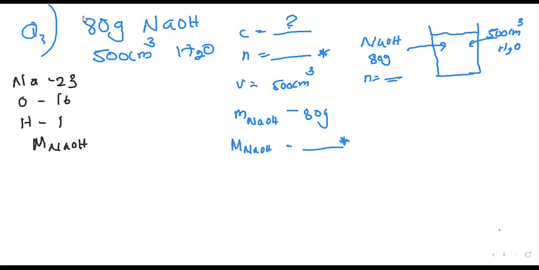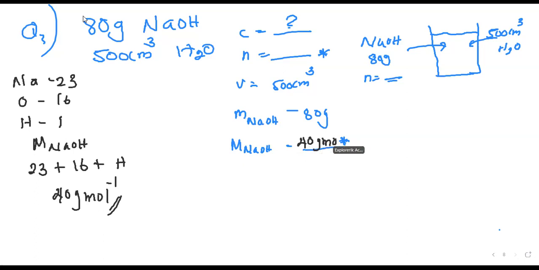Right. So in sodium hydroxide, one sodium atom is there, one oxygen atom is there, and one hydrogen atom is there. Altogether, it comes as 40 g mole minus 1. Did you get that? So I found out the molar mass of sodium hydroxide, that is 40 g mole minus 1. Did you find that?